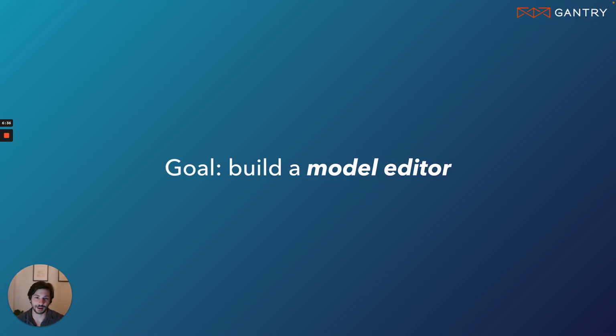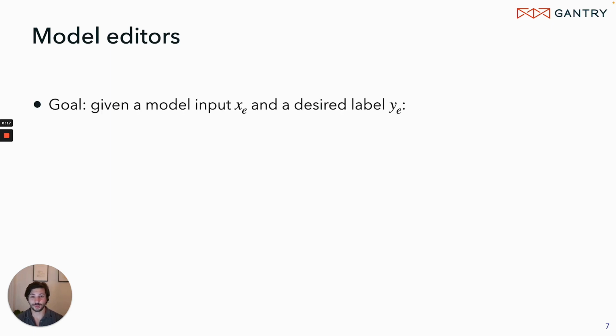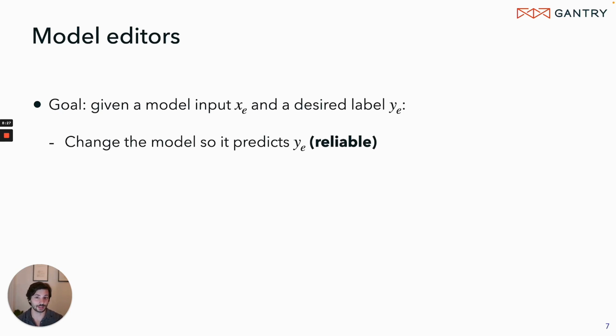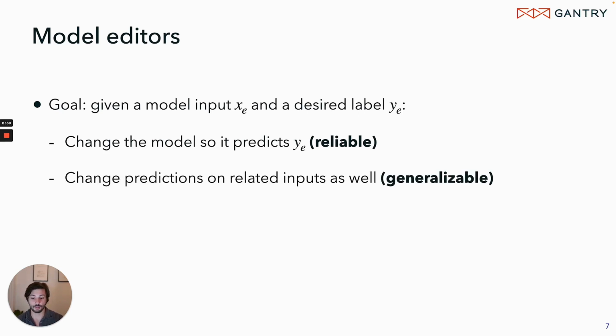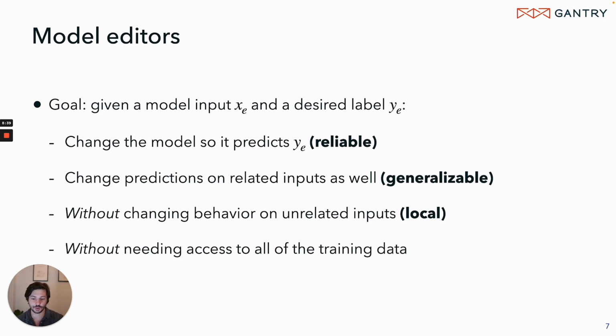The goal of this paper is to build a model editor. What's a model editor? Let's say that we have an input and a desired correction to the prediction that the model makes for that input. What a model editor tries to do is change the model so that it predicts the correct output, while also changing predictions on related inputs that might need the same adjustment, but not changing behavior on unrelated inputs. And it's also important that this doesn't require access to the raw training data itself. So how do you actually build such a thing?